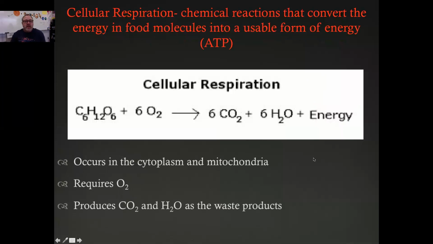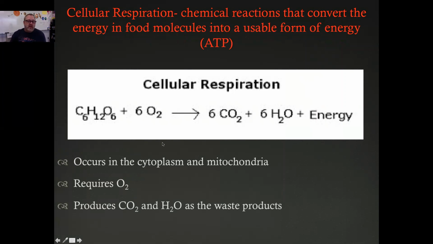All right, so the process then, once we get a sugar molecule that's made, it goes to the mitochondria, and then we have this process of cellular respiration that's going to occur, okay? Chemical reactions converting energy from the food molecules into a usable form of energy. And that usable form, we call it ATP for shorthand, but it's called adenosine triphosphate, okay?